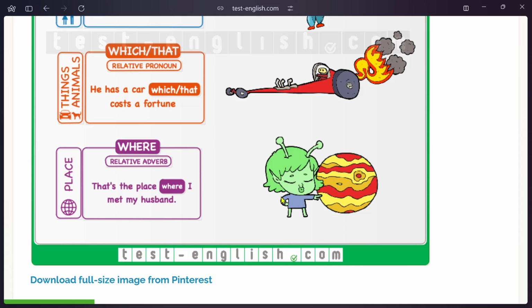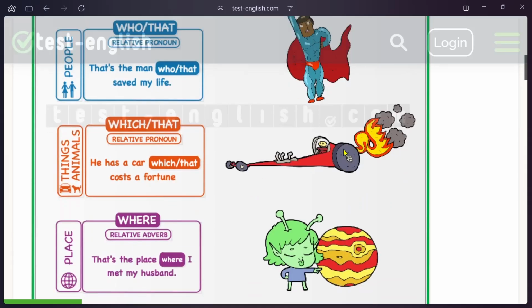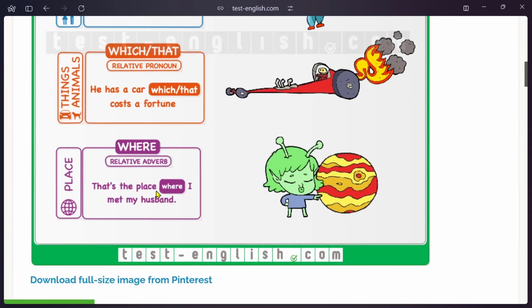Okay? So you have this alien pointing at the planet. Oh, that is the place where I met my husband. Okay? He has a car which costs a fortune. Okay? And that's the man who saved my life. Superman. Okay? So all of these have no commas, you see?